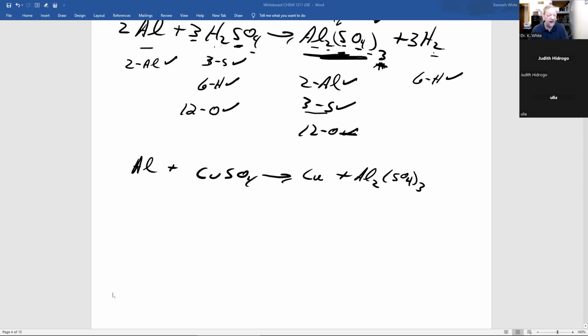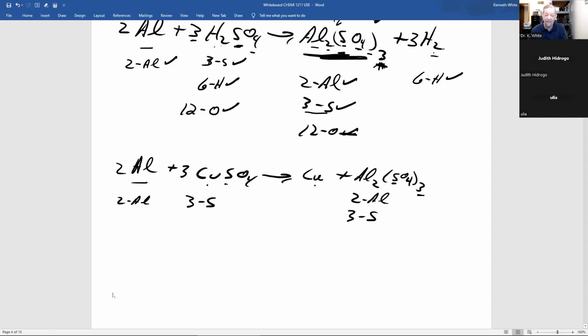Now, if we look at this, I have one aluminum here, but I have two aluminum here. How do I change that? I now have two aluminum. Now here I have one copper, one copper. Well, I don't have to do anything, maybe. Here I have one sulfur, but wait, inside the bracket is a sulfur, one, but you multiply it by the number subscript to the right of the bracket, 3. So I have 3 sulfur. How do I get 3 sulfur here? I put a 3 in there. So now I have 3 sulfur.